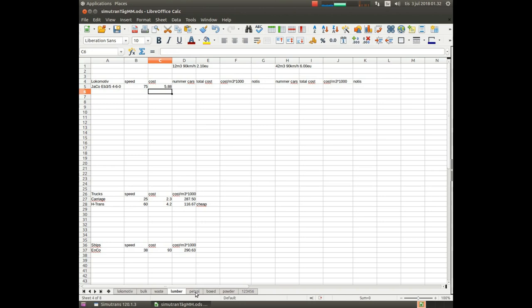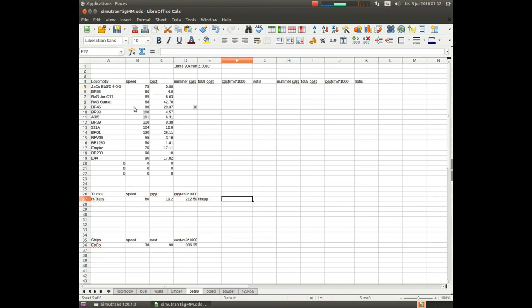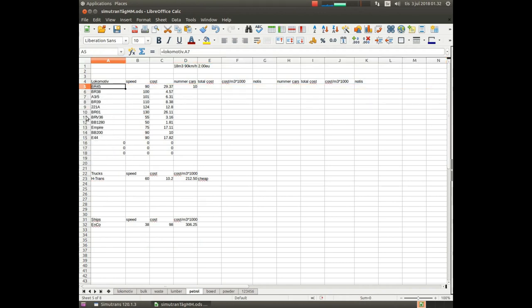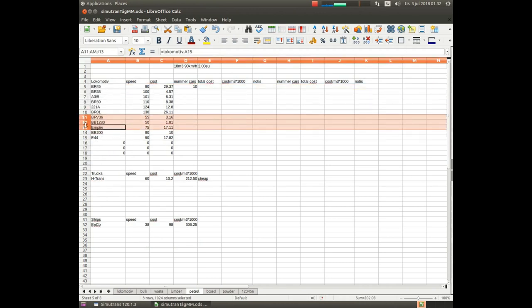Alright, let us now go over to petrol, because I have already made this one. We should operate the train at 90 km per hour. Here we have all the trains. We are not interested in all trains. So we simply delete all trains which cannot operate at 90 km per hour. And we do it by deleting the row. And here.